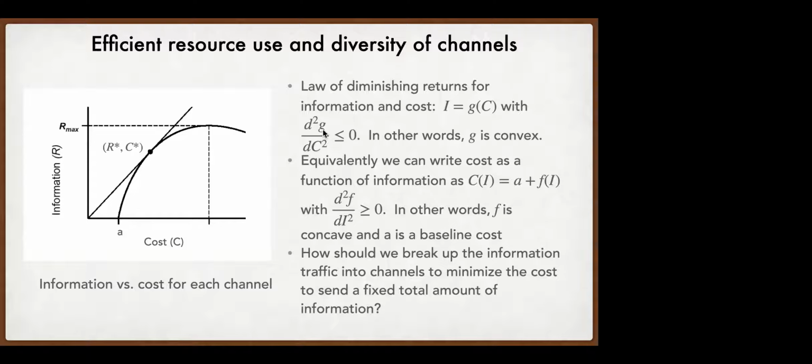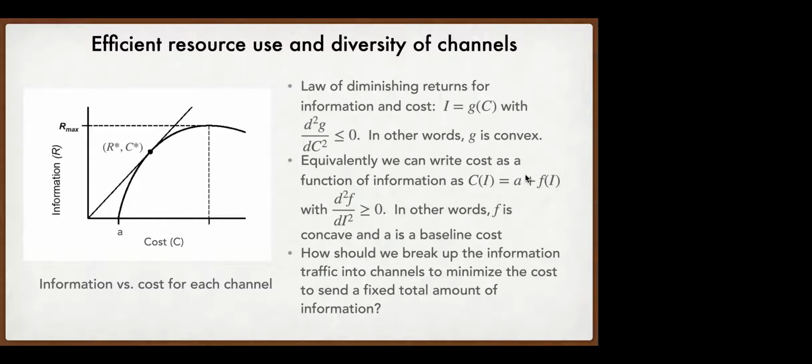So the information is some convex function of the cost, so the second derivative of this function g with respect to the cost will be less than or equal to 0. You can flip that around and write the cost as a function of the information. You might be interested in saying, well, for behavior I need to transmit at 3 bits per second or 8 bits per second. How much will it cost me? So you can convert the same equation, I equals g of C, as C of I equals A plus f of I, with the second derivative of f with respect to I being bigger than or equal to 0. In other words, the cost as a function of the number of bits you transmit will be concave as opposed to convex, where here I've included a baseline cost.